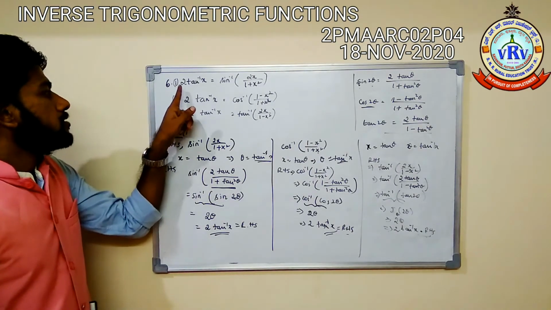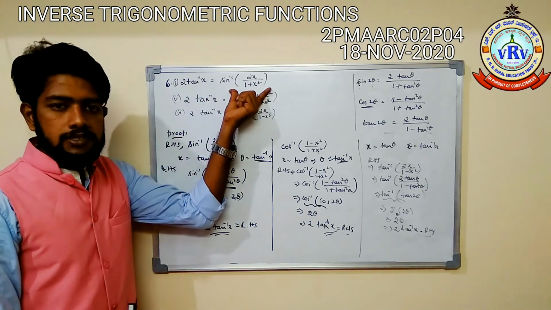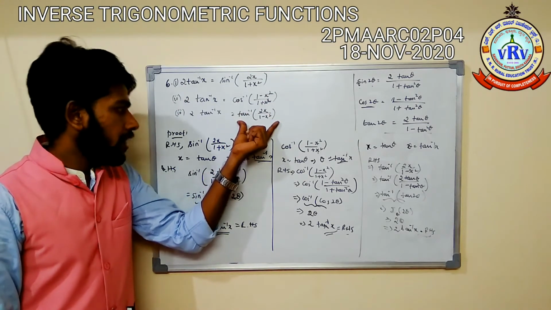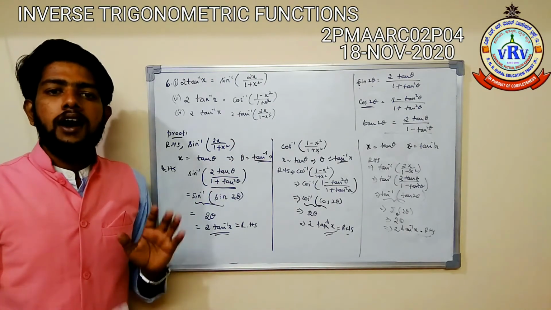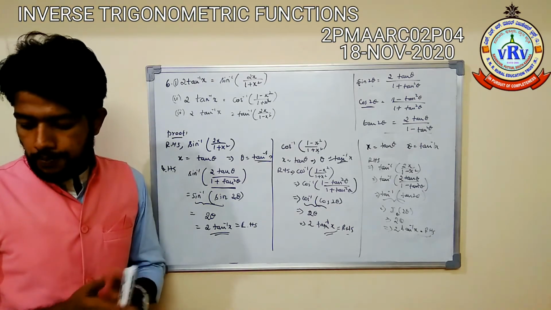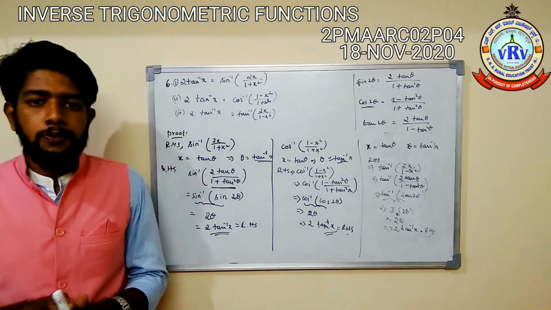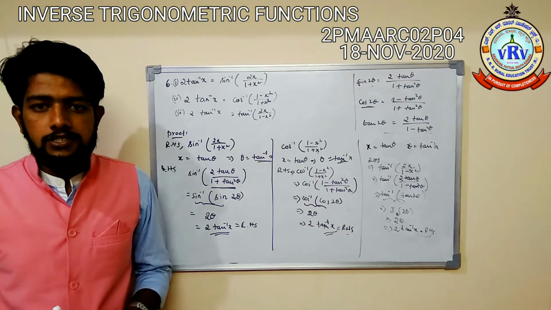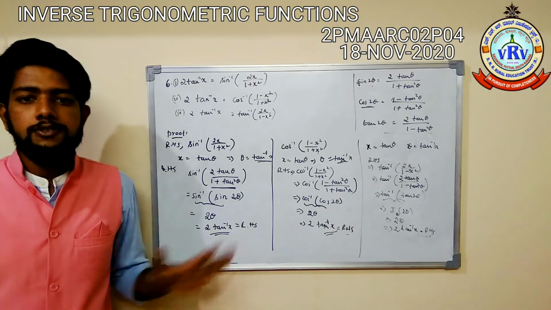Therefore, property 6 tells us I can write 2 tan inverse of x as sine inverse of 2x by 1 plus x square, or cos inverse of (1 minus x square) divided by (1 plus x square), or tan inverse of 2x divided by 1 minus x square. All these properties are important to prove our next problems. Please go through all the properties and the proofs of the properties. It can come in our final examinations. Next we will see some problems based on these properties.